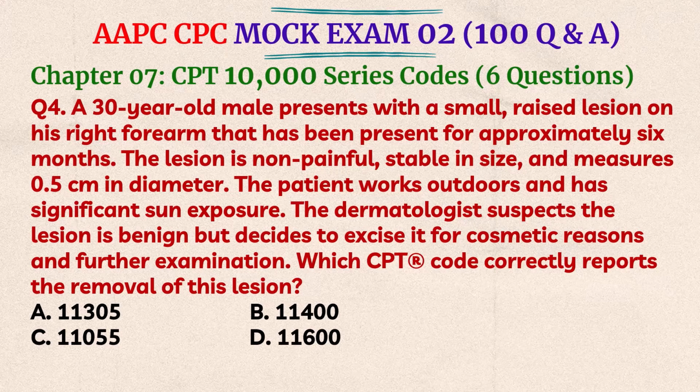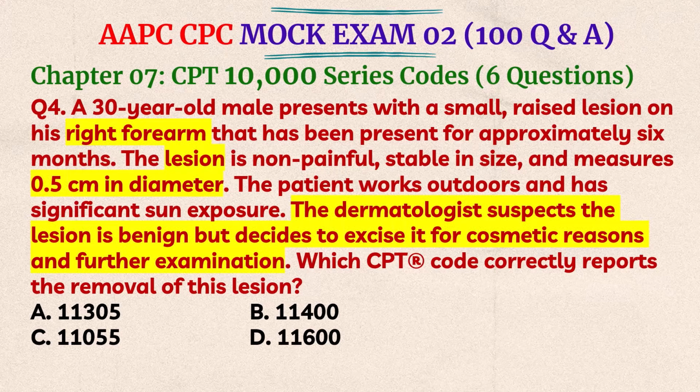So there are 4 codes available. Take your CPT code book and find the answer. In this case, we have to highlight this is the lesion on the right forearm, 0.5 centimeter in diameter. The dermatologist suspects the lesion as benign and decides to excise for cosmetic reasons and for further examination. When you look at the answers, all codes are adjacent codes. So you can use the elimination method to find the answer. Also, I will explain how to find the answer using the alphabetic index.